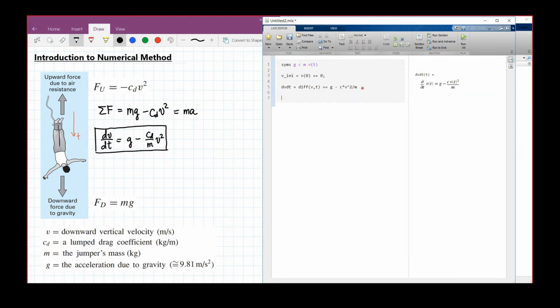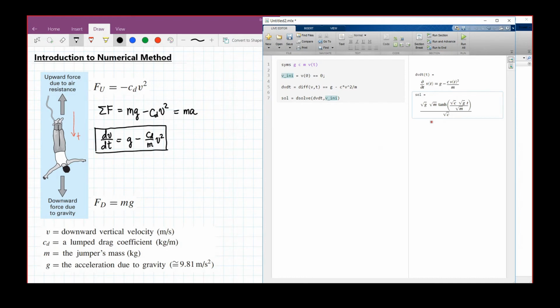Okay, now, can somebody tell me how to solve this differential equation? Let's say the solution would be equal to sol. Anyone? Dsolve, sir. Okay, dsolve. What's next? dvdt. What's next? Initial conditions. Okay. Let's solve. And as you will notice, it is a very complicated solution.